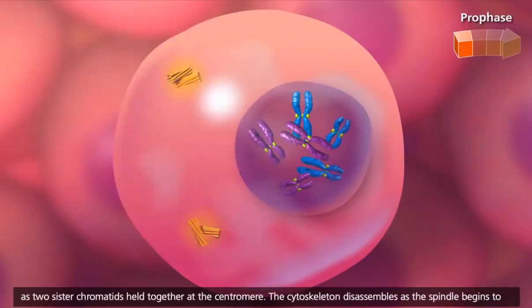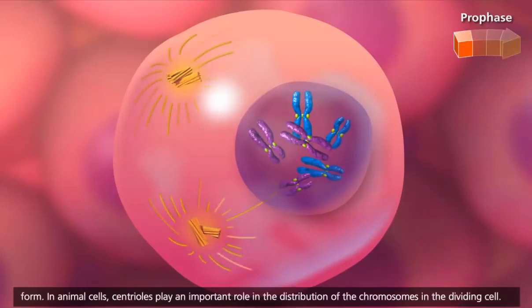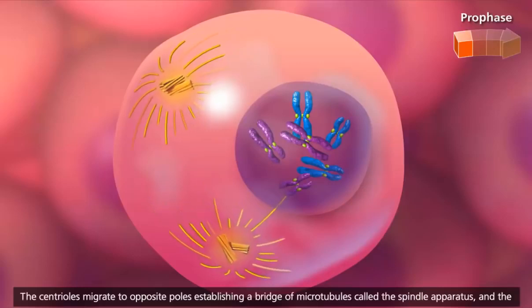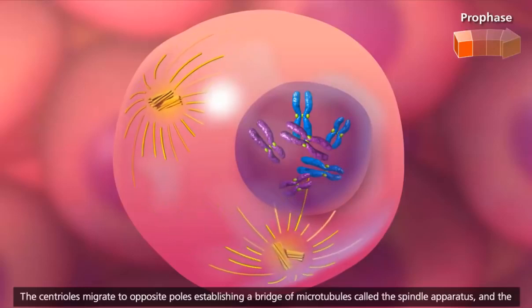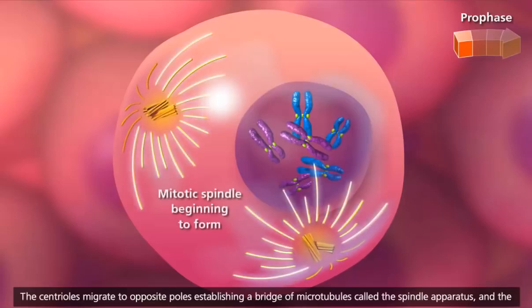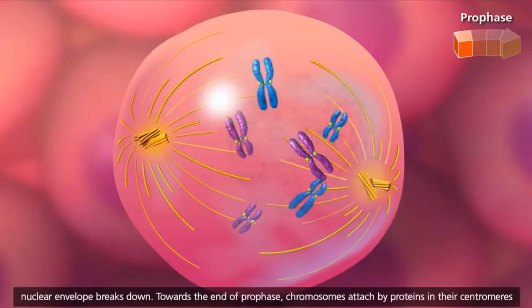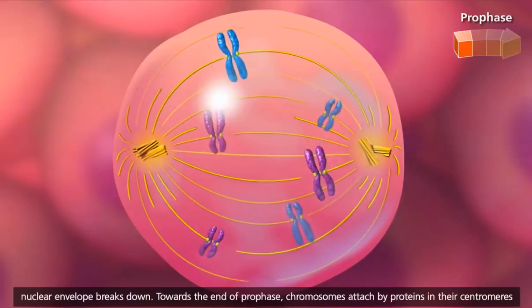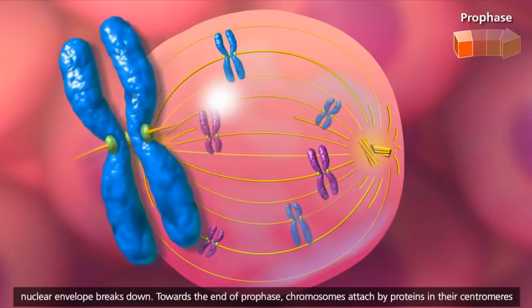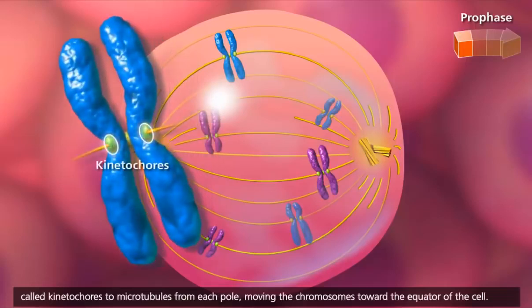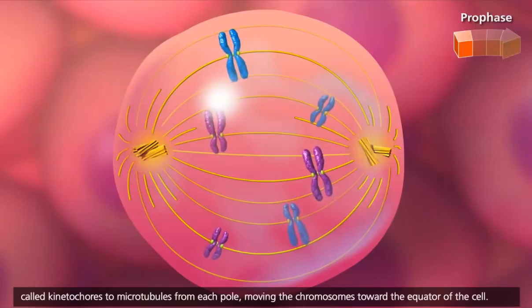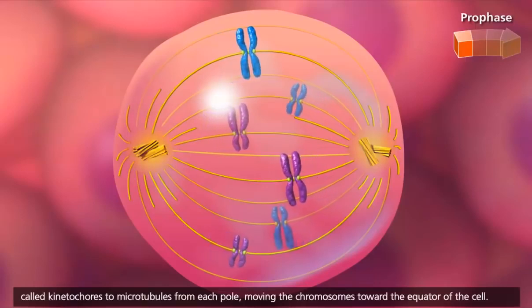The cytoskeleton disassembles as the spindle begins to form. In animal cells, centrioles play an important role in the distribution of the chromosomes in the dividing cell. The centrioles migrate to opposite poles, establishing a bridge of microtubules called the spindle apparatus, and the nuclear envelope breaks down. Towards the end of prophase, chromosomes attach, by proteins in their centromeres called kinetochores, to microtubules from each pole, moving the chromosomes toward the equator of the cell.